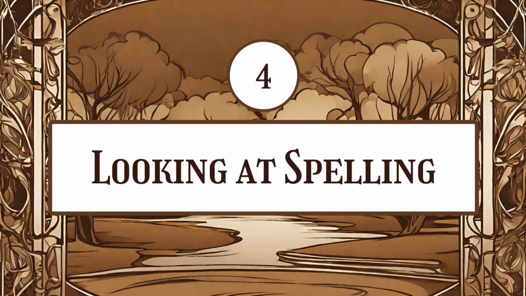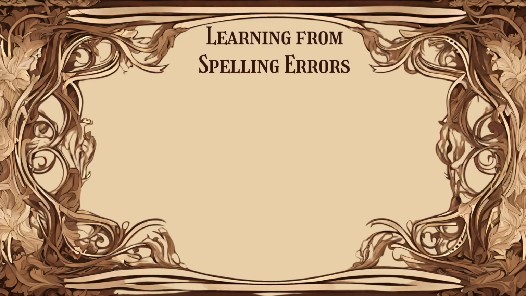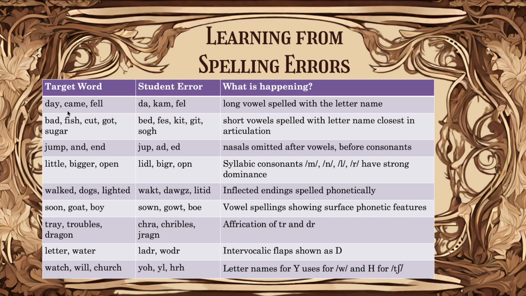All right, so let's take a look at some spelling and let's analyze that and see if we can find any correlations or any indications that the student is struggling in phonological readiness or where their holes might be. So, first up, the target words were day, came, and fell, and this is how the student spelled it. So what's happening is the long vowel sound is being spelled with the letter name, so they're hearing every single sound. Therefore, they don't really have a phonological error at this point. They have more of a graphotactical error, which just means they have the wrong representation for that sound.